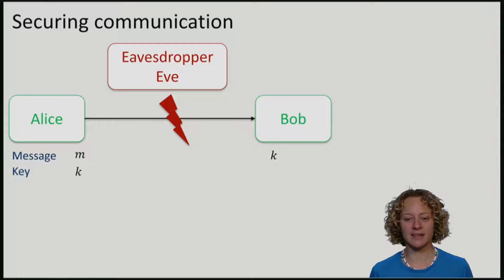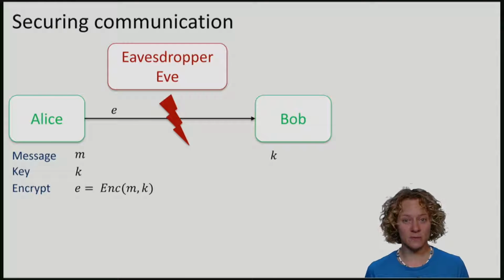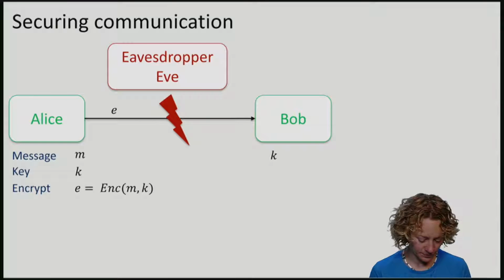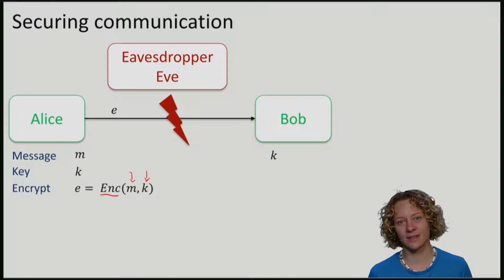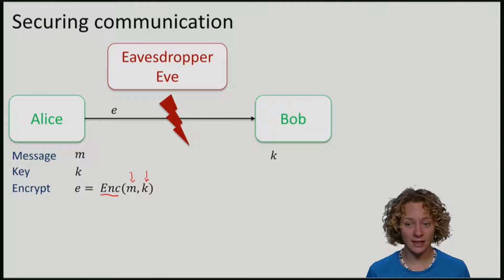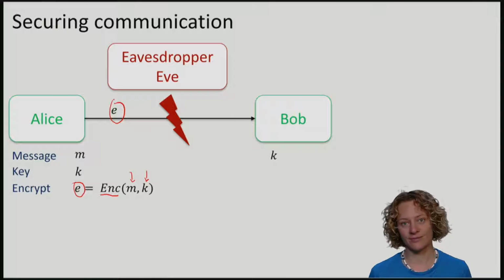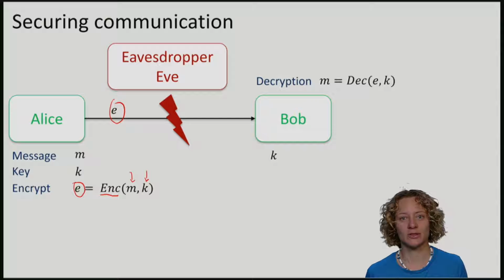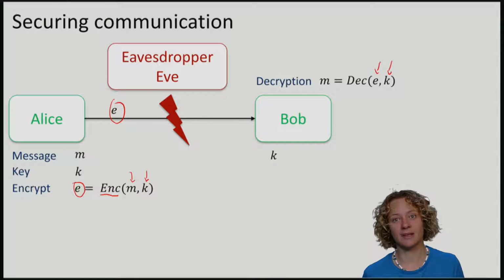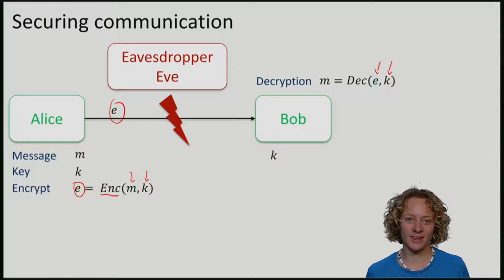Let's suppose that Alice and Bob already share a key, an encryption key, K, and they want to use an encryption scheme. So this means that to encrypt, Alice applies some encryption function, enc, to her message and the key. The resulting encrypted text, the ciphertext, E, she sends to Bob. To read the message, Bob has to decrypt. He applies a function, dec, to the ciphertext E and the key K to get back the message. So enc and dec together form an encryption scheme.